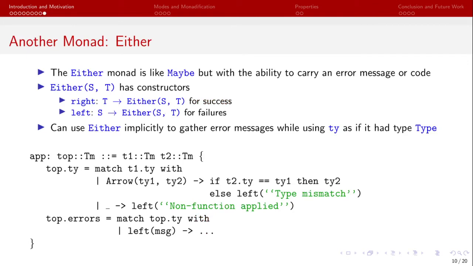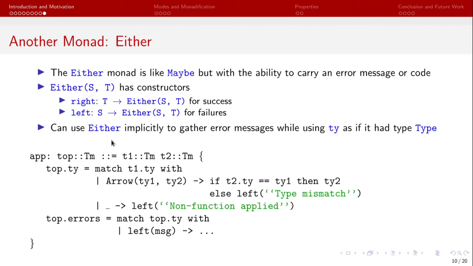Another monad we might use is the either monad, which is like maybe, but can carry an error message or an error code. Either has two constructors, right, which carries a success value, and left, which carries an error message of some sort. This can be used implicitly to gather error messages while still using the attribute as if it cannot fail.